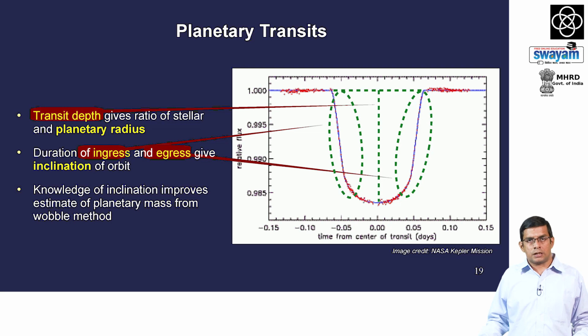Now, knowledge of this inclination improves the estimate of the planetary mass if the same system is observed through the wobble method, where we had an uncertainty in the mass because of the inclination factor, which can be determined from the planetary transit.